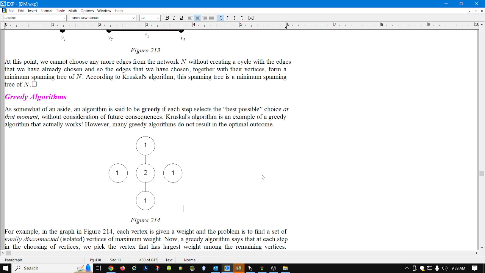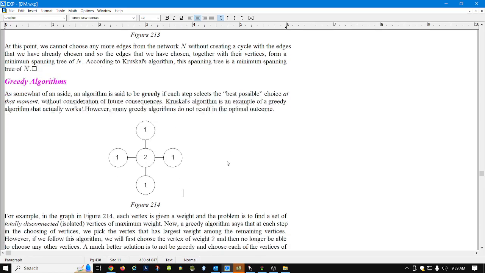But Kruskal's algorithm is the best. Just to illustrate the problem with greedy algorithms, here's a little graph, and each vertex is given a weight in this case. And the problem is to find a set of totally disconnected, in other words, isolated vertices of maximum weight. So they're unconnected, no edges, just vertices of maximum weight.